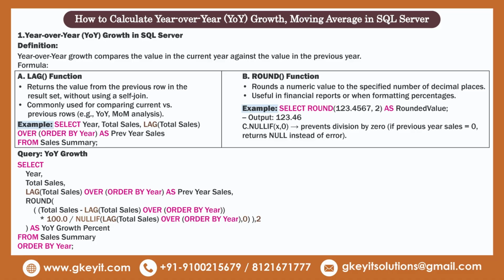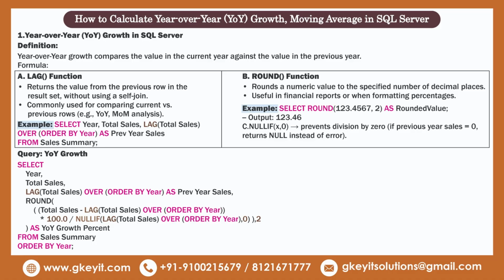Coming to the ROUND function, it rounds a numeric value to a specified number of decimal places, useful in financial reports or when formatting percentages. For example, select ROUND(123.4567, 2) means it is rounded to 2 decimal places. That means 123.46 is displayed in the output.